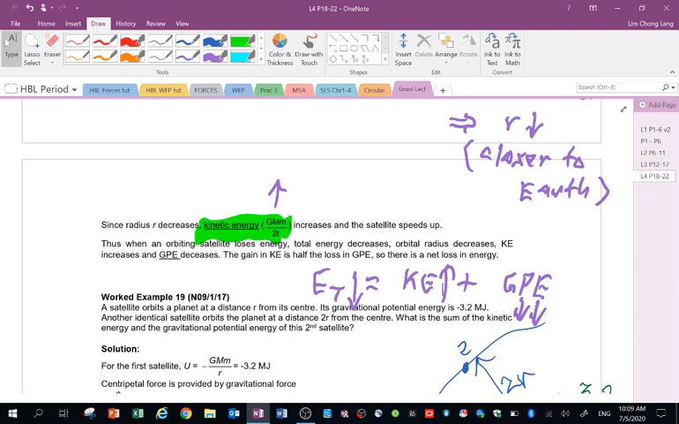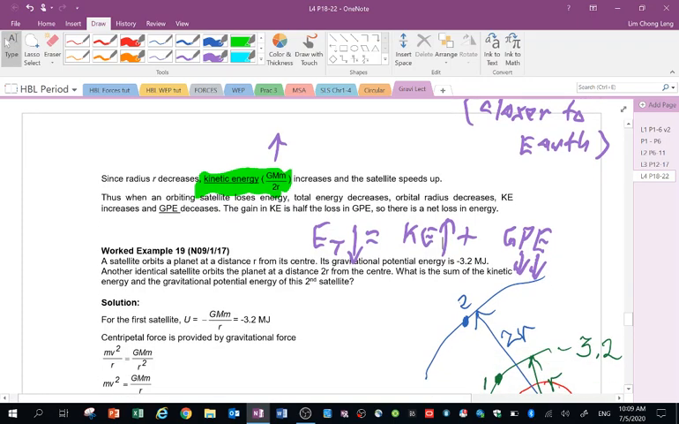So we come to the last example for today. A satellite orbits a planet at a distance r from its center. Its gravitational potential energy is negative 3.2 megajoules. Another identical satellite orbits the Earth at a distance of 2r from the center. What is the sum of the KE and GPE of this satellite? As I told you just now, you have to memorize the equation. So this is the potential energy equation. You are told that it is equal to minus 3.2 megajoules.